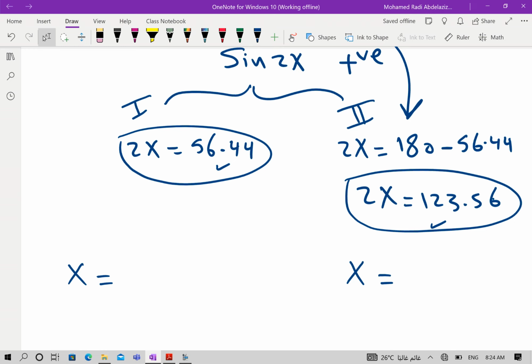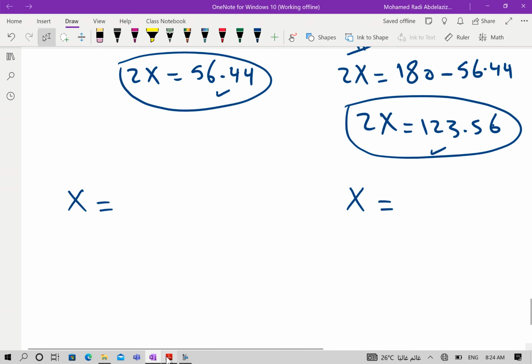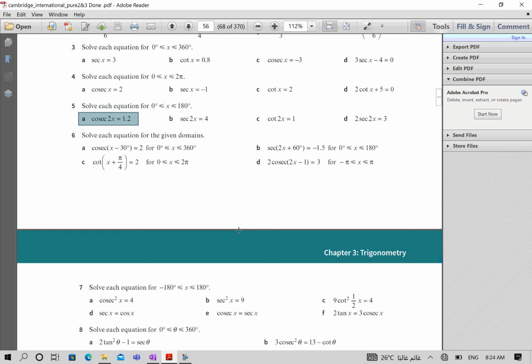Sir, after we found the positive values 56.44 and 123.56, can we divide them by 2 and then see whether they are in the range? No. So please don't try to divide it by 2.